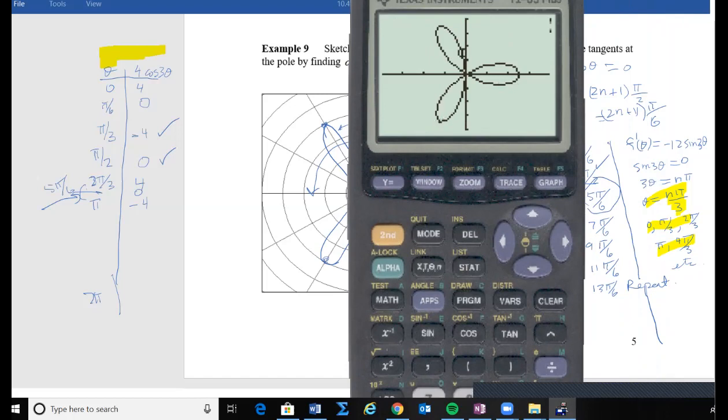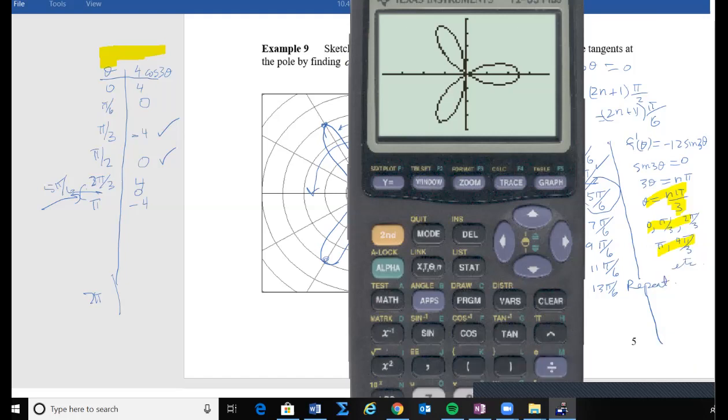And notice how it goes back around twice and then stops. Okay, so that was kind of neat to see that. That's probably the coolest thing that happened here today, right there.